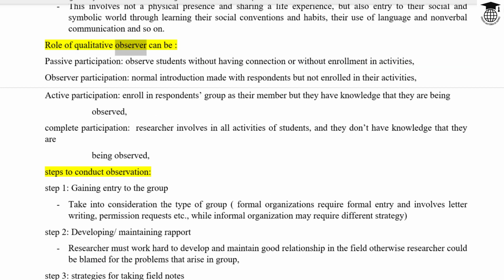The role of a qualitative observer can be passive participation: observing students without having a connection or without enrollment in activities. Observer participation: a normal introduction is made with respondents, but the observer is not enrolled in their activities. Active participation: enrolling in the respondents' group as a member, but they have knowledge that they are being observed. Complete participation: the researcher is involved in all activities of the students, and they don't have knowledge that they are being observed.